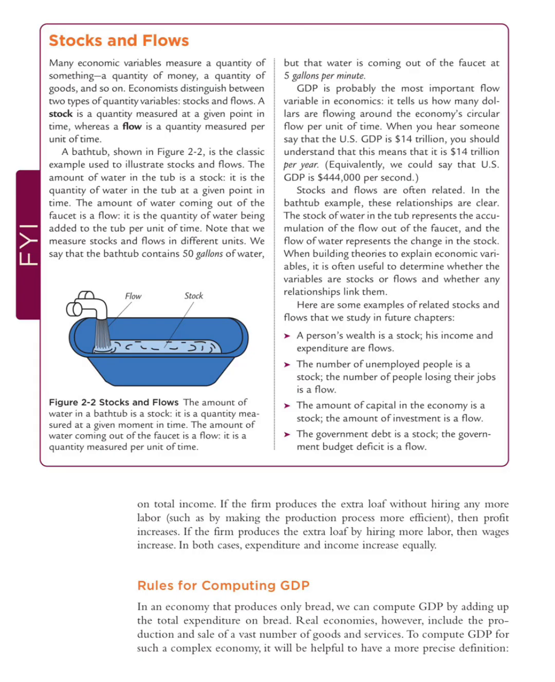So stocks and flows are related. The stock of water in the tub represents the accumulation of the flow, the rate of flowing in, and the flow of water represents the change in the stock. There are some examples. A person's wealth is a stock, and his income and expenditure are flows. The number of unemployed people is a stock, while the number of people losing their job is a flow. The amount of capital in the economy is a stock, the amount of investment is a flow. The government debt is a stock, the government budget deficit is a flow.